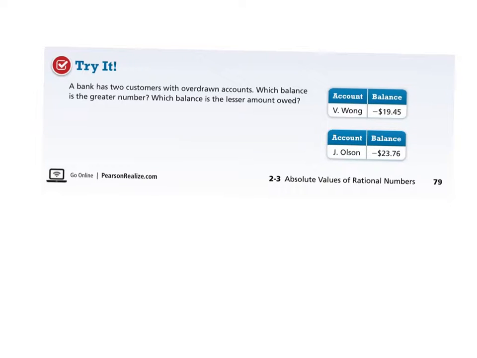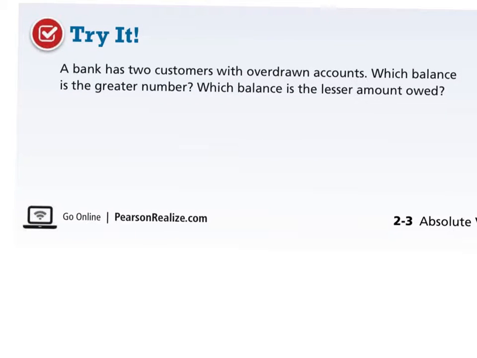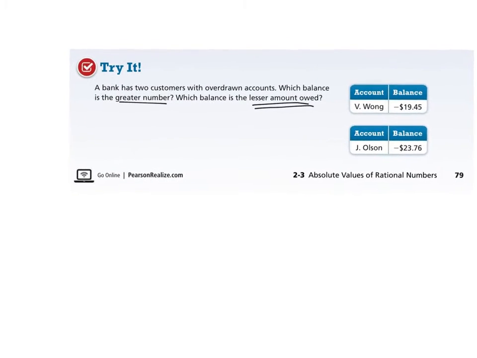So to try it, a bank has 2 customers with overdrawn accounts. Overdrawn accounts means that they spent more money than what they have, basically. Which balance is the greater number and which balance is the lesser amount owed? So we got to watch their wording here again. Greatest number, lesser amount owed. We kind of did some of this stuff in the last lesson.